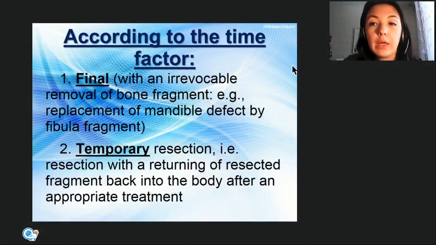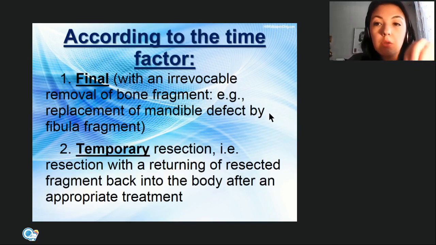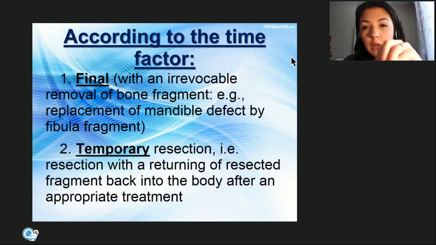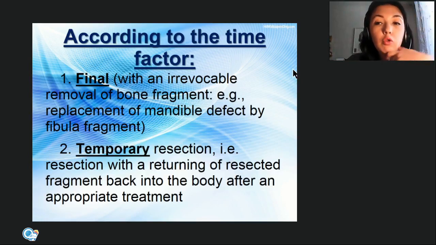According to the time factor, all the resections are divided into final, with an irrevocable removal of the bone fragment. It means we removed it and that is all. Yes, like replacement of a mandible defect by a fibula fragment. So we took the fibula because we need to place it instead of the mandible, and so it will never return back. It is final resection.